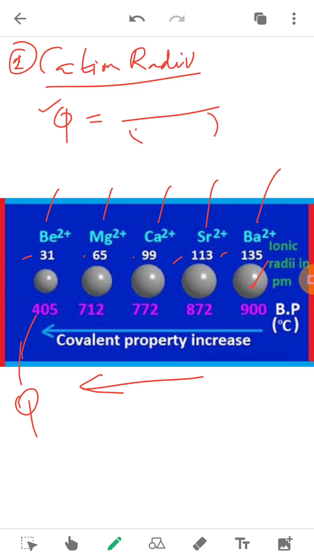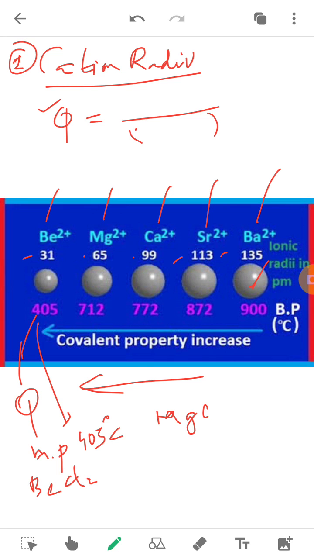How we can justify this with experiments is that when we take chlorides of all of them, like beryllium chloride, magnesium chloride, calcium chloride, strontium chloride and barium chloride, we see that for beryllium chloride the melting point comes as 405 degrees centigrade. For magnesium chloride, it comes as 712 degrees centigrade. So what can we see? We can see that here the covalent character is more, which means the melting point is less.